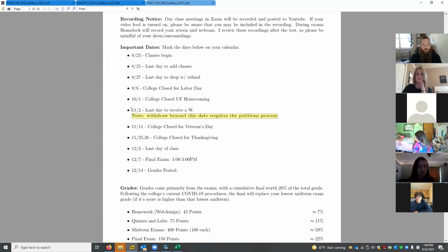So I strongly urge everybody, when this date rolls around, the 2nd of November, take a look at your test grades, take a look at your homework and quiz grades so far, try to estimate where you are and if you're going to be able to get what you need out of the class. And if the answer to that question is no, it may be wise to go ahead and withdraw on that date, because if you stay beyond that date, you will get an A through F letter grade.